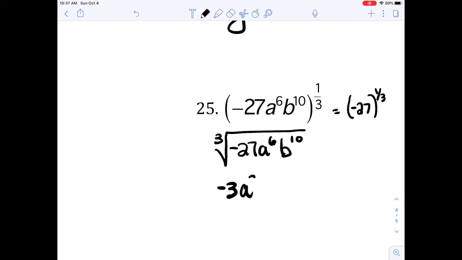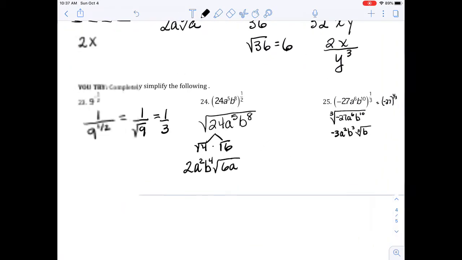Cube root of a to the 6 is a squared, because you're going to do 6 divided by 3. Cube root of b to the 10th is b to the 3rd, but of course we will have 1 b remaining. And of course we need to remember that index of 3 for the cube root.